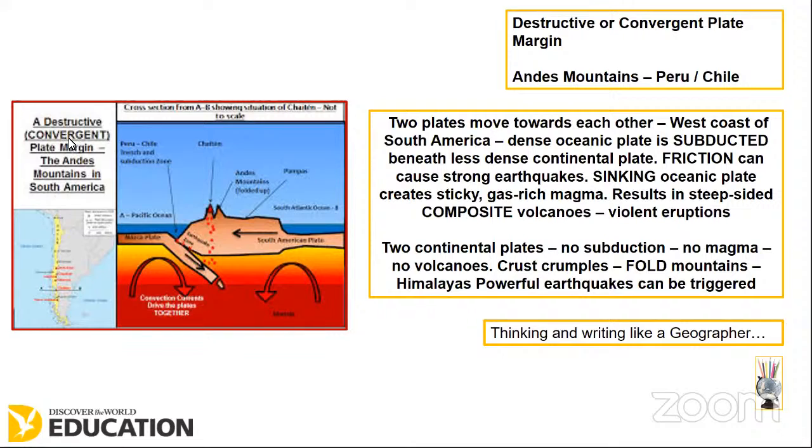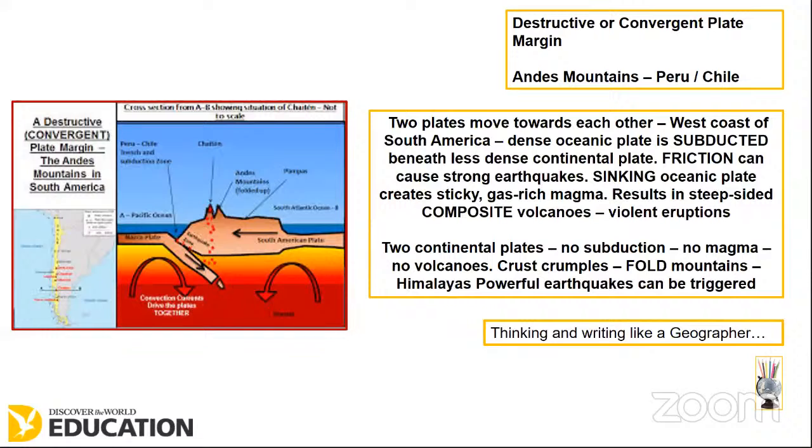So here we have a destructive convergent plate boundary, for example, the Andes Mountains in South America. Two plates move towards each other. On the west coast of South America, for example, the dense oceanic plate is subducted beneath the less dense continental plate. Friction can cause strong earthquakes, and the sinking oceanic plate creates a sticky, gas-rich magma. This results in steep-sided composite volcanoes and quite violent eruptions.